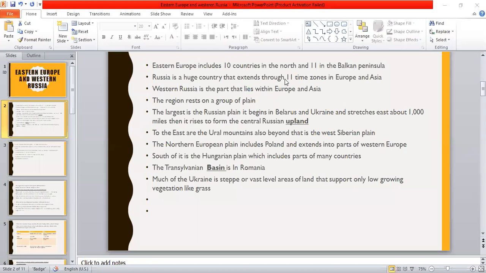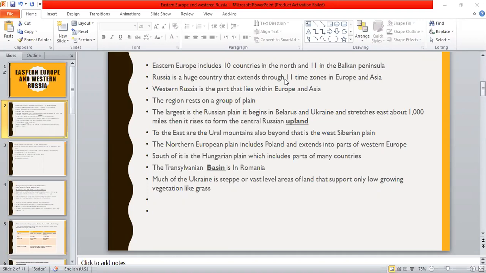We also have the Ural Mountains, which form the boundary between Europe and Asia, east of the Russian Plain. The Ural Mountains are up to 25 million years old, and the northern Urals are covered in forests and some glaciers, and grassland covers the southern Urals.